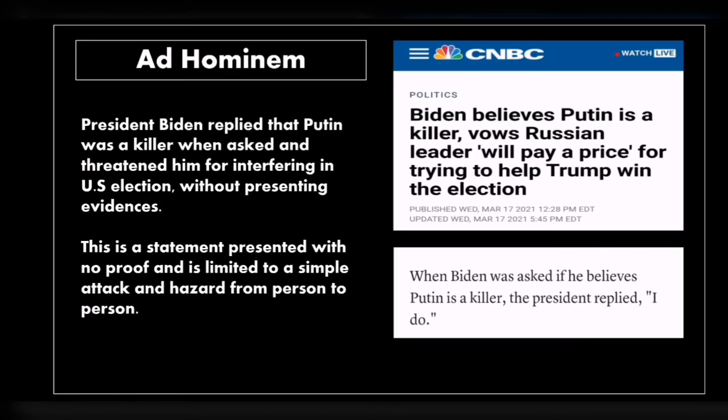"Russian leader will pay a price for trying to help Trump with the election." This was in March 2021. This article says that when Biden was asked in an interview if he believes Putin is a killer, Biden replied, "I do." And then Biden says that Putin will pay a price for interfering in the 2020 US election and for helping Donald Trump. I took all of these President Biden's claims as an example of ad hominem fallacy because they are arguments presented with no proof and are limited to a simple attack from person to person.